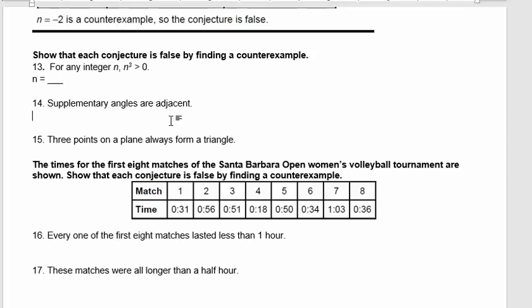For 14, supplementary angles are adjacent. They can be adjacent, but they don't have to be. You could just have two angles that were, like, 90 degrees, but not touching each other, so then they're not adjacent. So you could draw two examples, or you could explain why that would be an example so that it's not true. That's your counterexample. And then number 15, 3 points on a plane always form a triangle. You might say what else the 3 points could do. Like they could all be in a line, they could be collinear, and then they would not form a triangle.